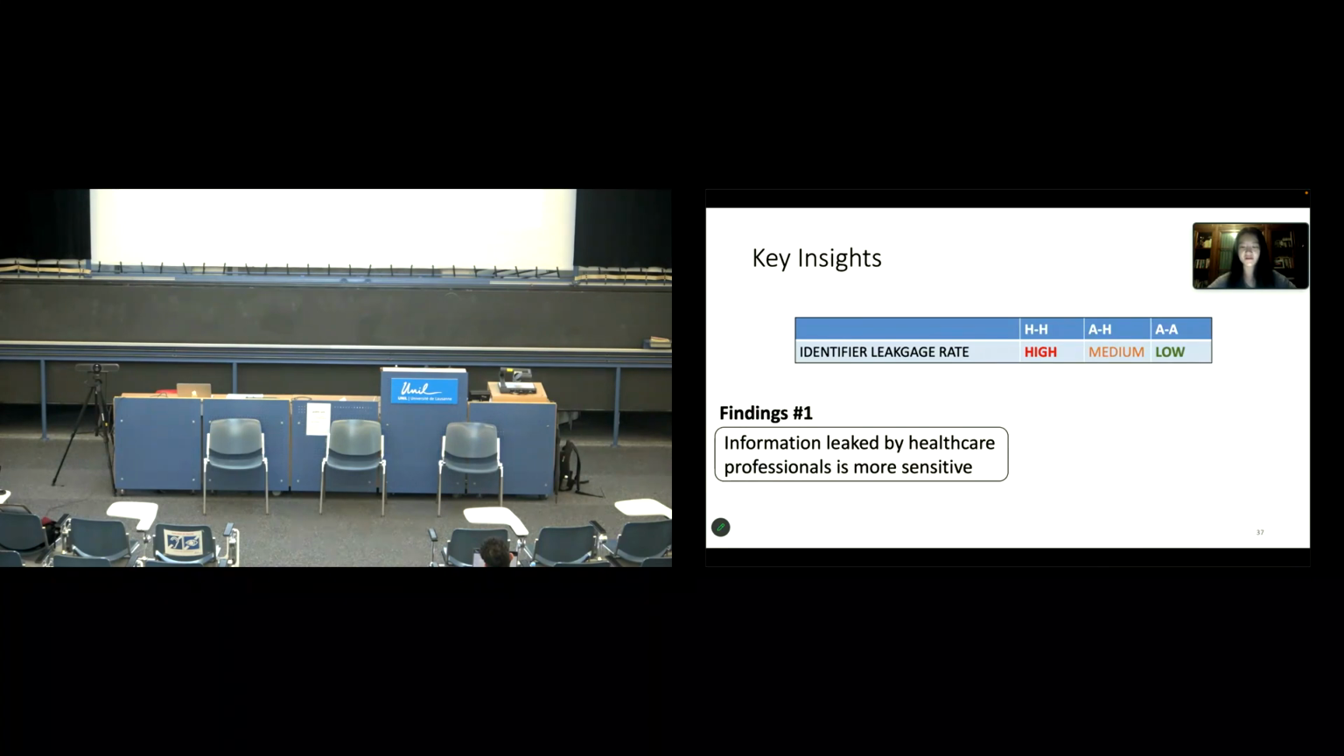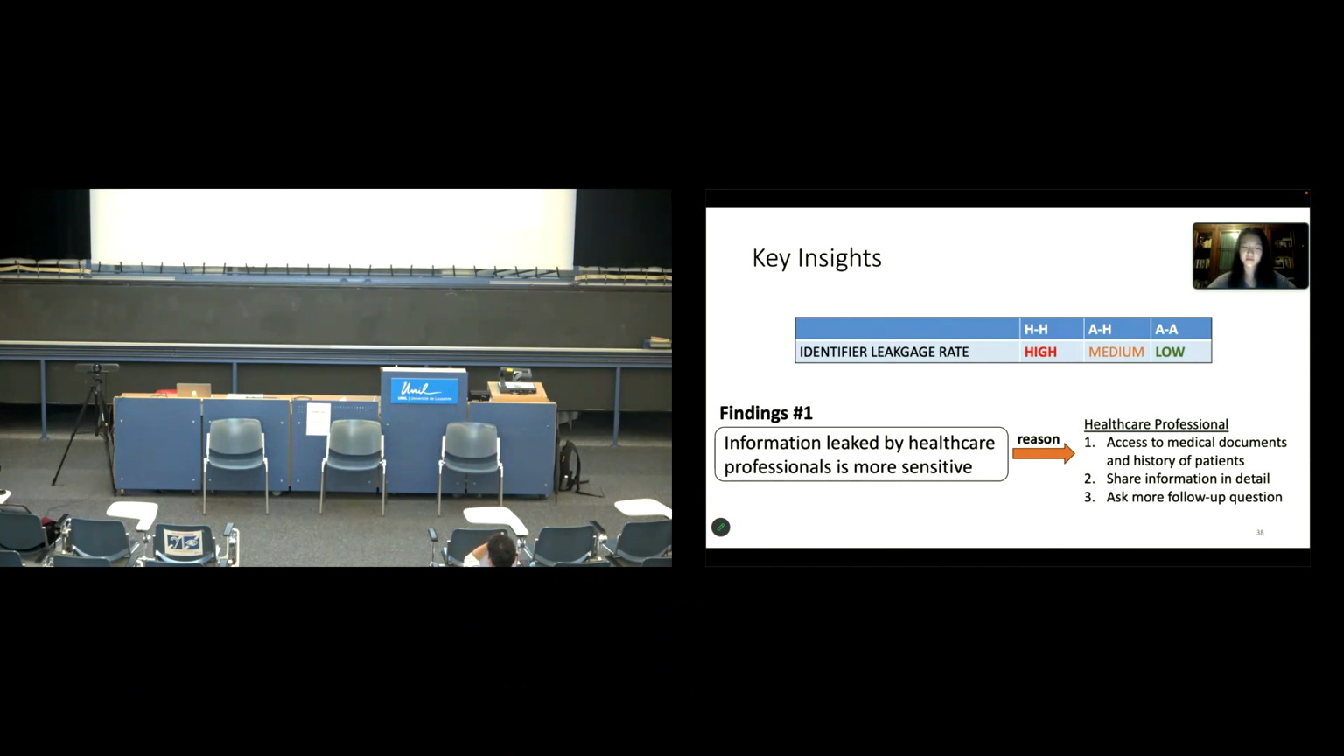We calculate the average number of data leakages by healthcare professionals and non-healthcare professionals. It turns out the identifier leakage rate is higher in the healthcare professional community, whereas it is low in the non-healthcare professional community. There are a couple of reasons behind this. Healthcare professionals, as the domain experts, request more sensitive information for diagnosis purposes, and they keep asking follow-up questions which reveal even more sensitive information than the original post.